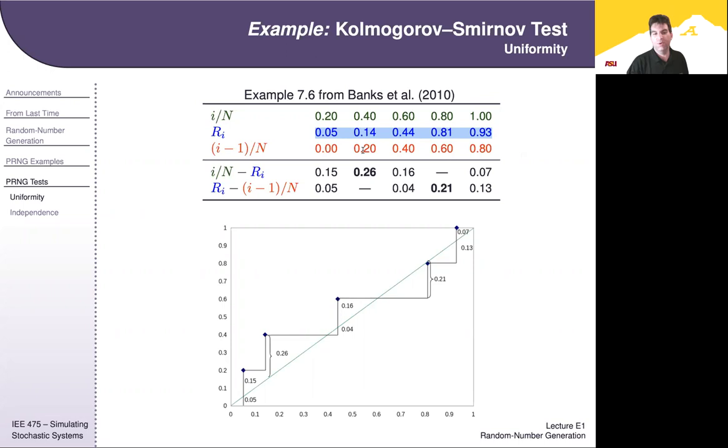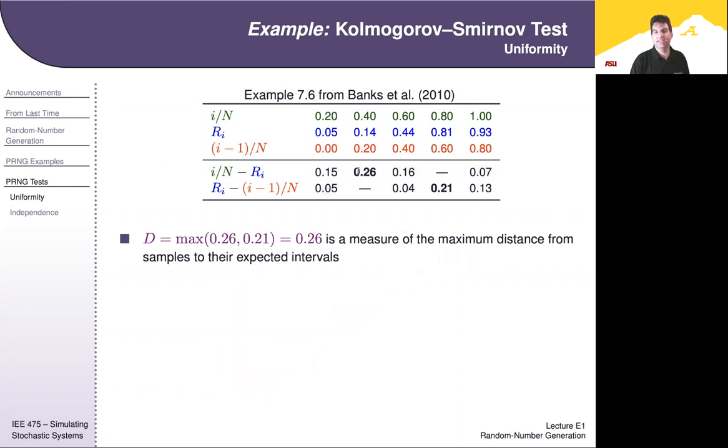And this top row is just going to be the top row minus the middle row. Those are all these distances. And if it's negative, I don't need to calculate it because I won't use it. And in the bottom row, this is just the middle row minus the bottom row. And again, if it's negative, I won't use it. I'm going to look at all of these numbers and take the maximal number, which in this case is 0.26. And that ends up being my distance from the expected distribution.